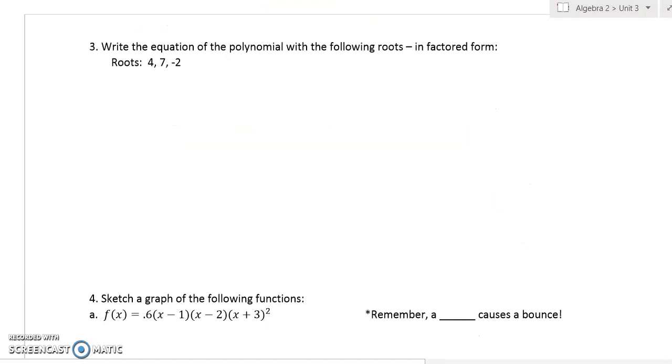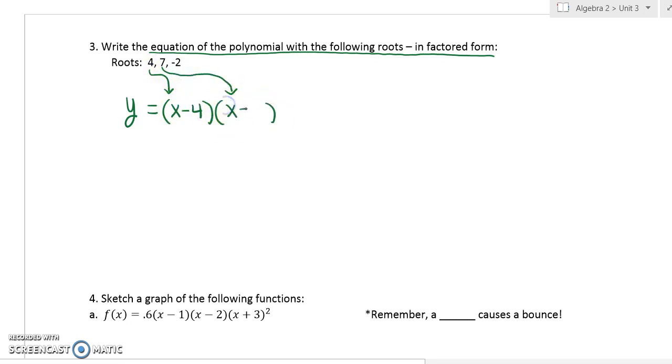Now in example 3 it says write the equation of the polynomial with the following roots in factored form. So they are once again giving us the roots: 4, 7 and negative 2. So we're going to write it in factored form. Y equals, well, if the answer is 4, then the factor had to be x minus 4. If the answer is 7, the factor had to be x minus 7. And if the answer is negative 2, the factor had to be x plus 2.